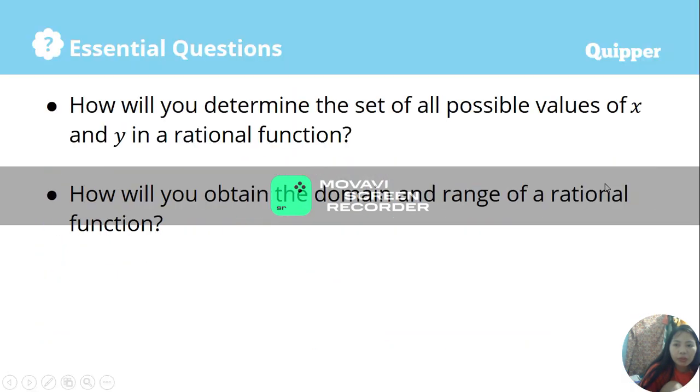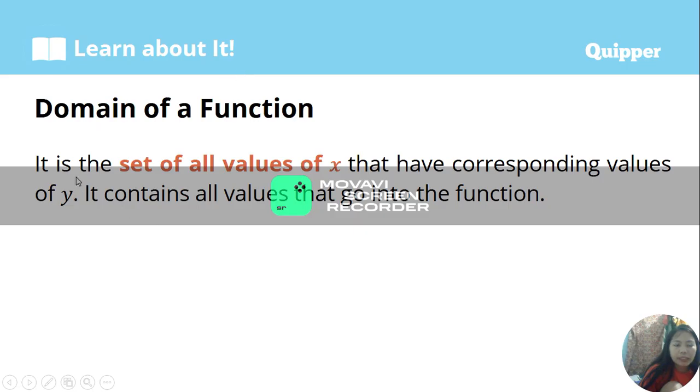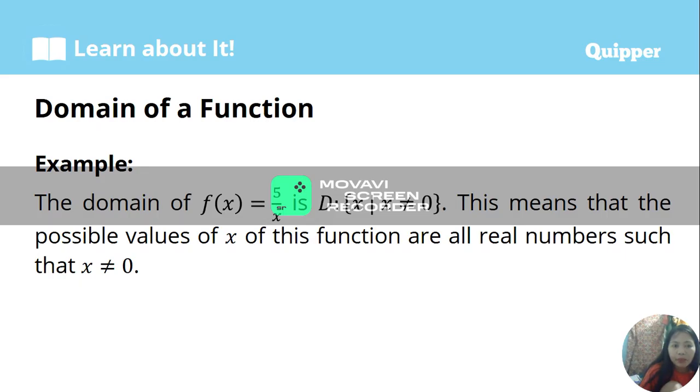So let's move on to our main topic, the domain of a function. It is the set of all values of x. Domain means x, then range means y, that have corresponding values of y. It contains all values that go into the function. For example, the domain of f of x equals 5 over x is D equals the set of x such that x is not equal to 0. This means that the possible values of x of this function are all real numbers such that x should not be equal to 0. Why?